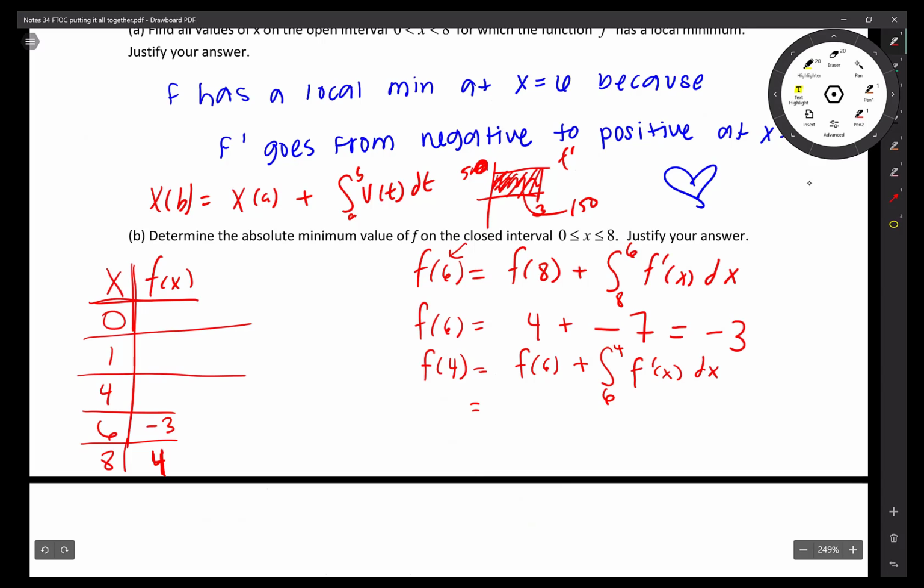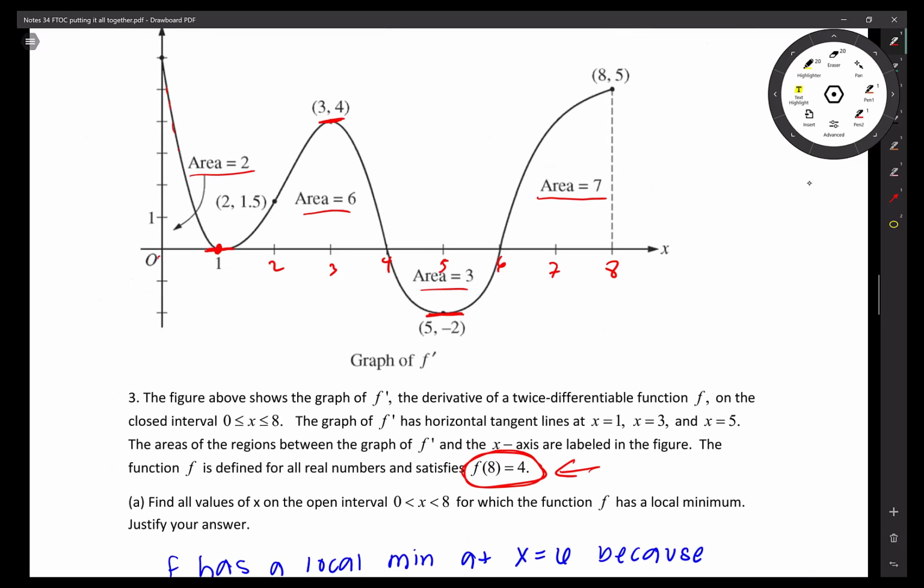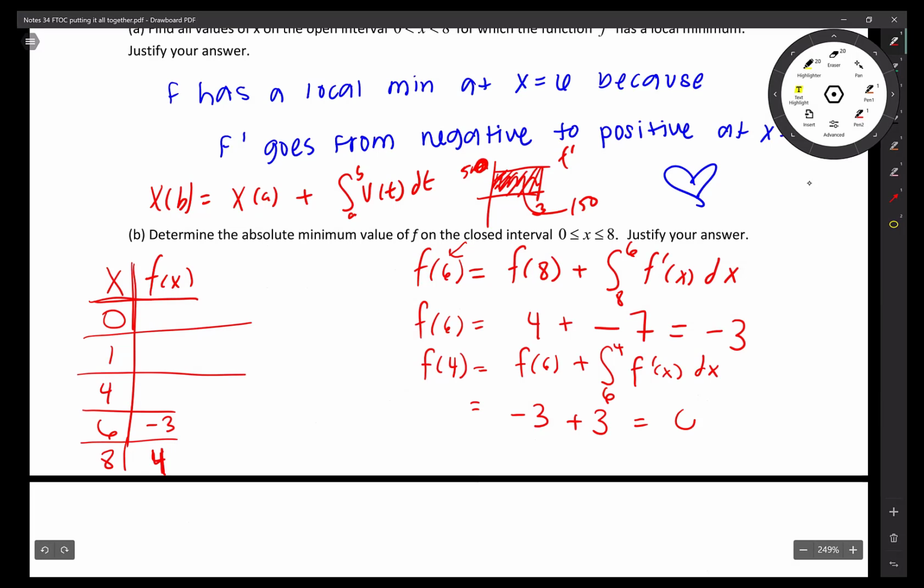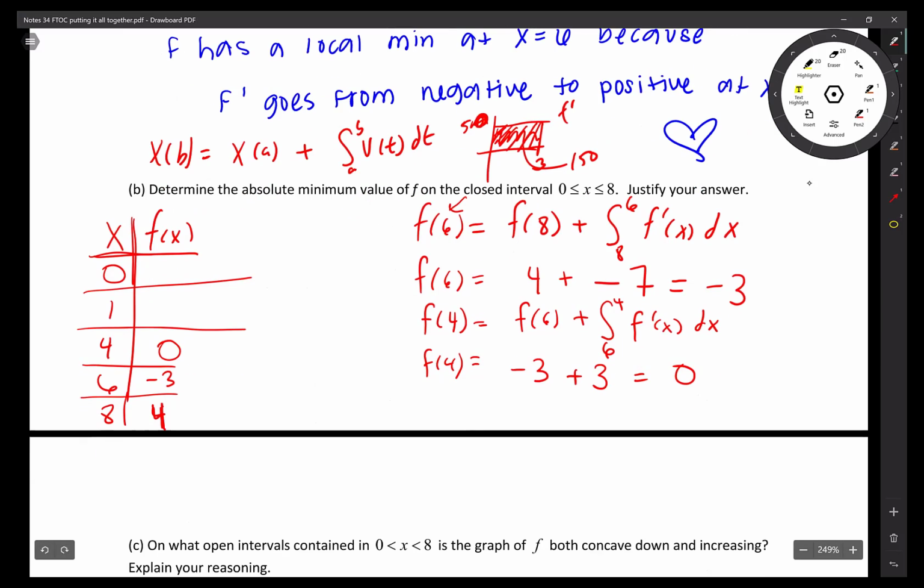Again, f of 6 is negative 3. Plus, I look at between 6 and 4. You're counting backwards. Between 6 and 4 is that semicircle. Well, it's not really quite a semicircle, but it looks like one. And they tell me that the area is 3. It should be negative 3, right? But I'm counting backwards. So because you're counting backwards, instead of negative 3, you're going to say what? Plus 3. Positive 3. So negative 3 plus 3. That is a 0. And that's what I'm going to type right there. 0. So that's what your f of 4 is. And I'm going to keep going, guys. If you're running out of space, go to the next page or something.